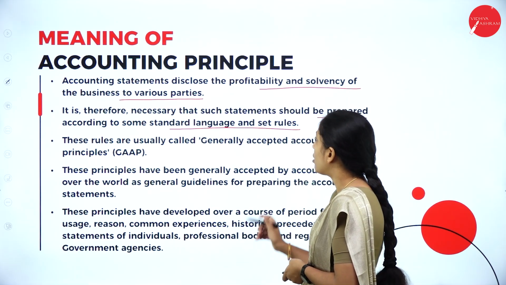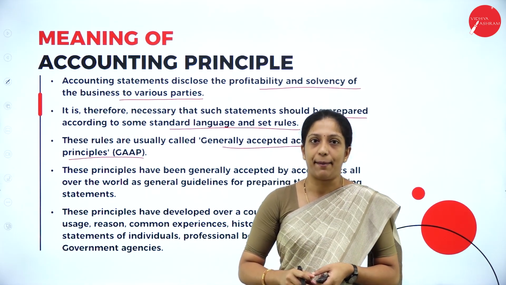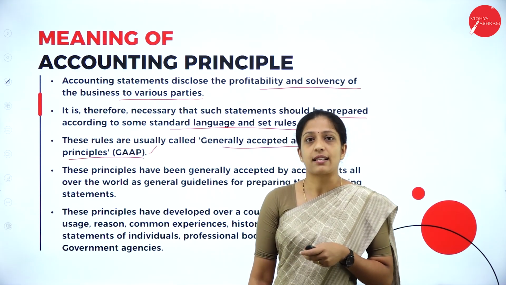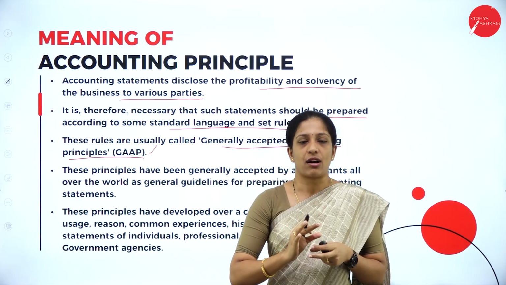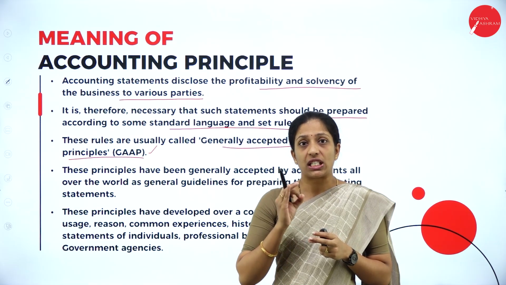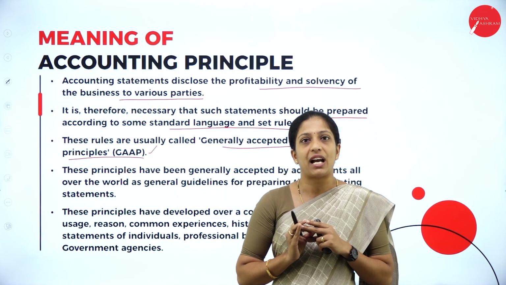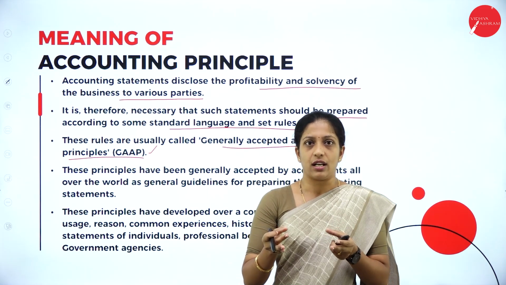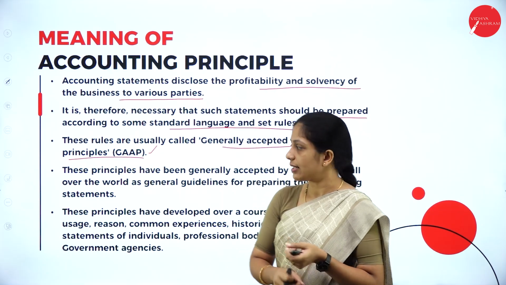These rules are usually called generally accepted accounting principles, which we can shortly call GAAP. So, what is this GAAP? As the expansion itself tells, generally accepted accounting principles means that they are generally accepted by everybody all over the world. If you are maintaining one particular set of rules and regulations accepted by everybody, then your accounting results will also be prepared in a systematic manner. At the same time, your comparison, and the standard of your organization in the market, can also be ascertained.